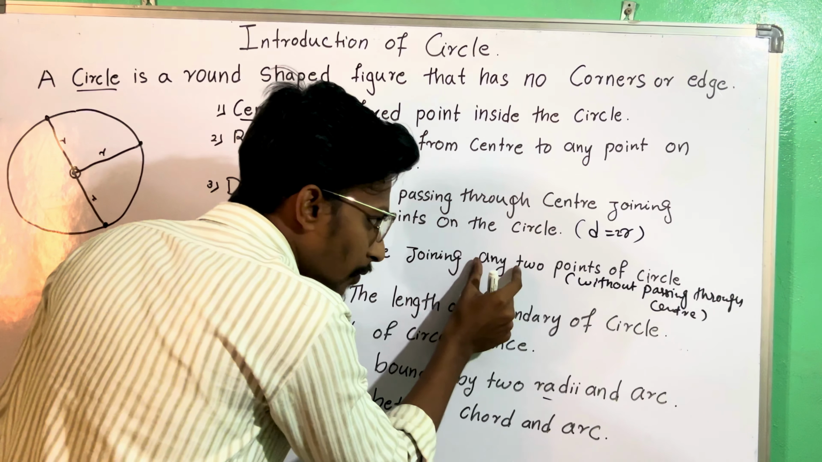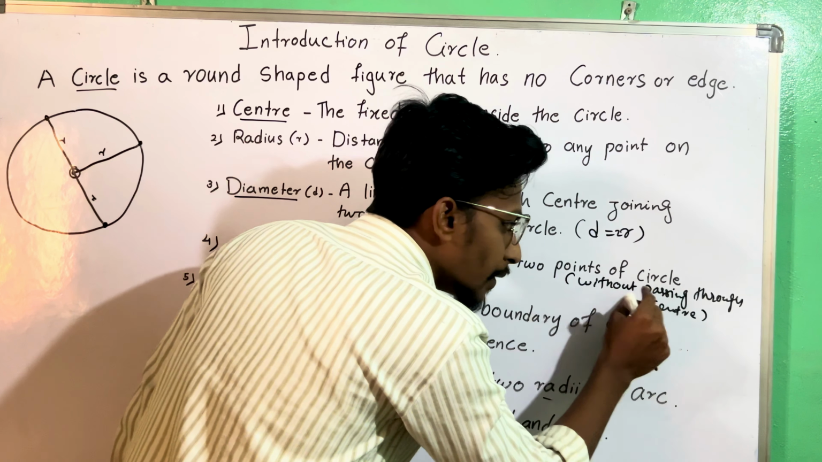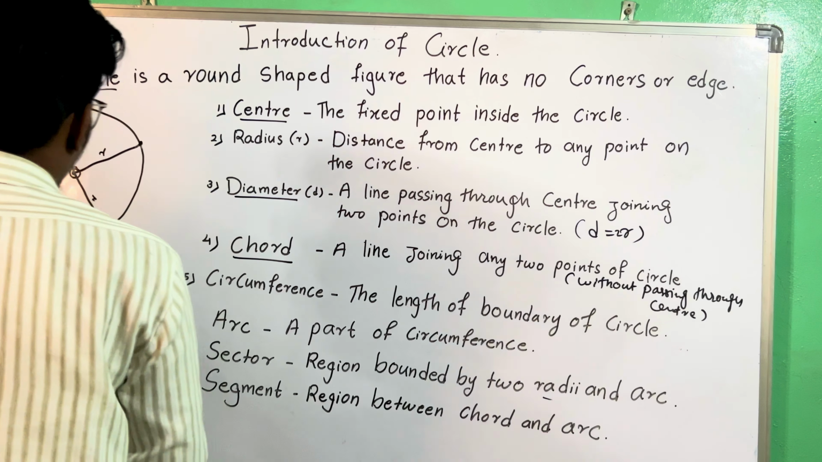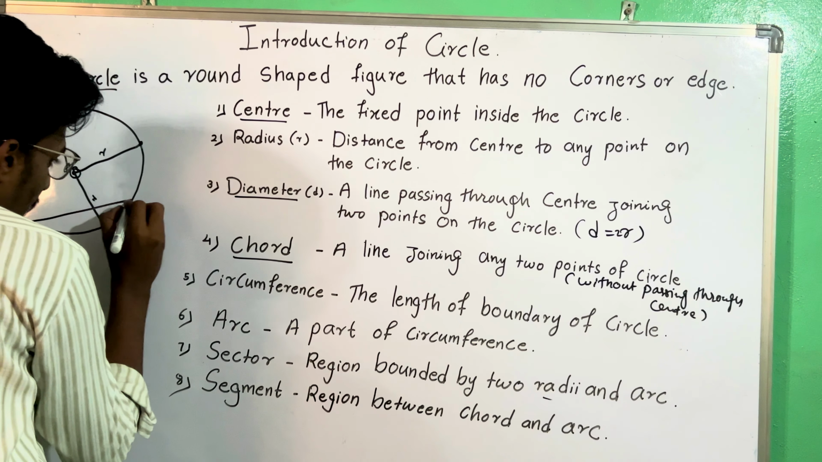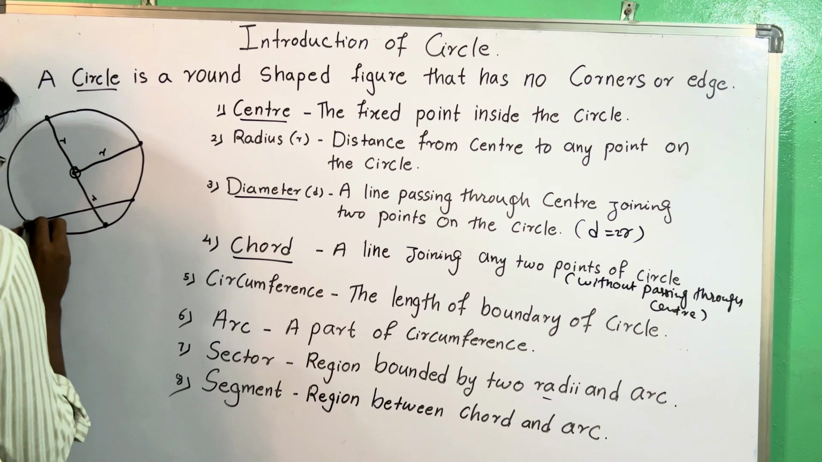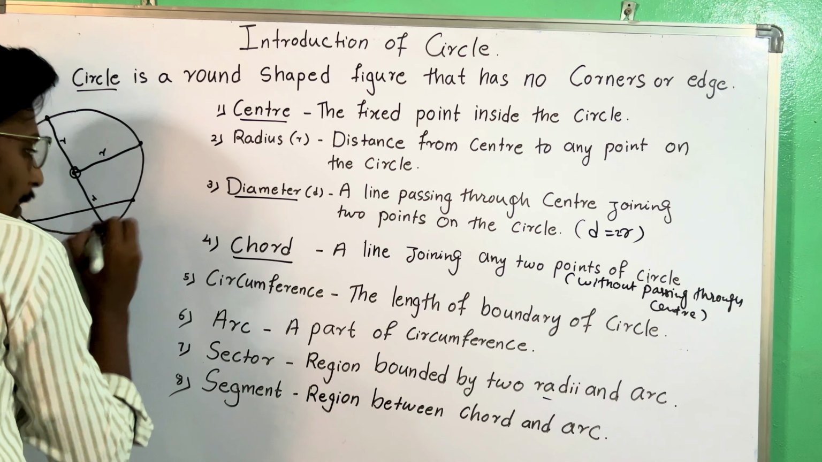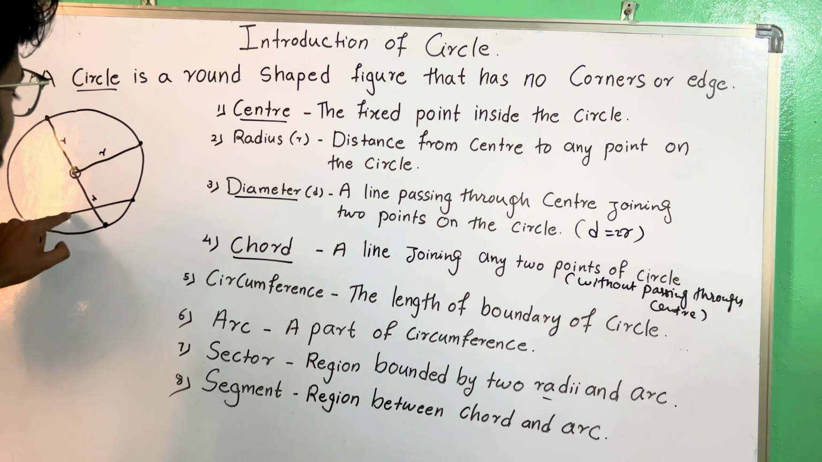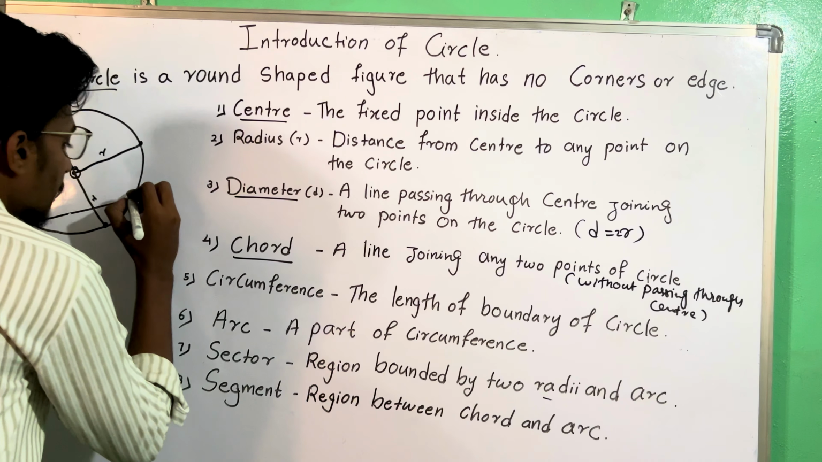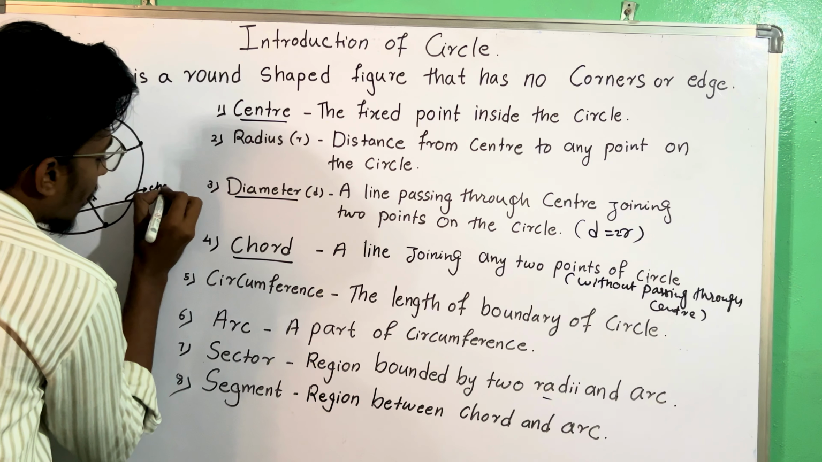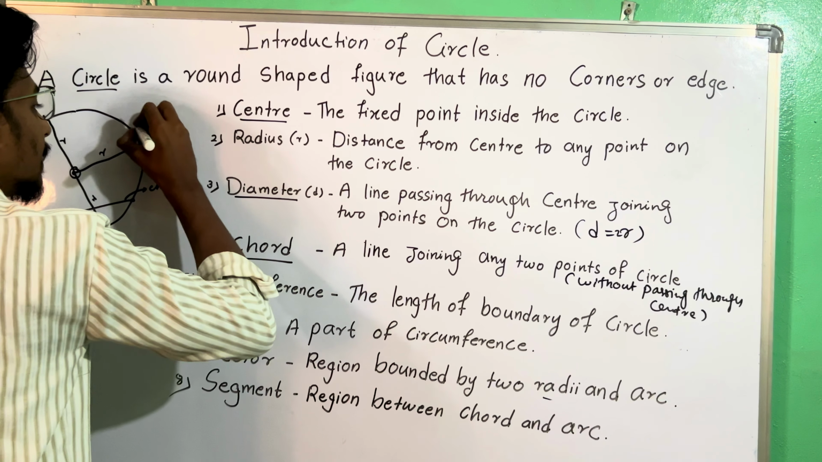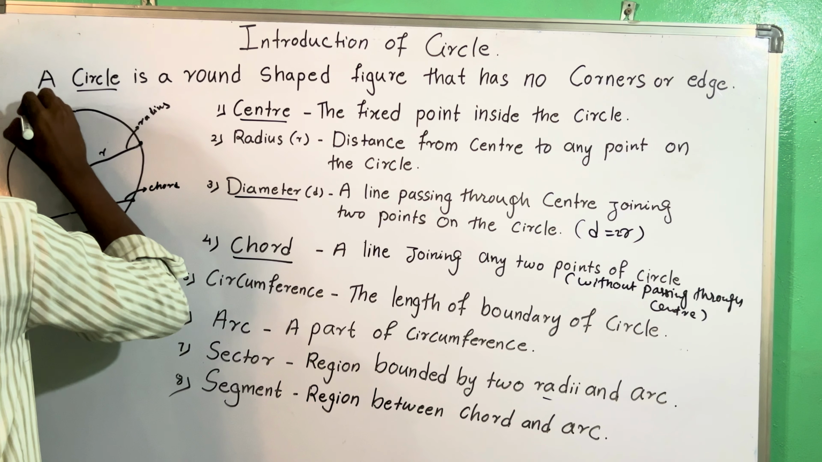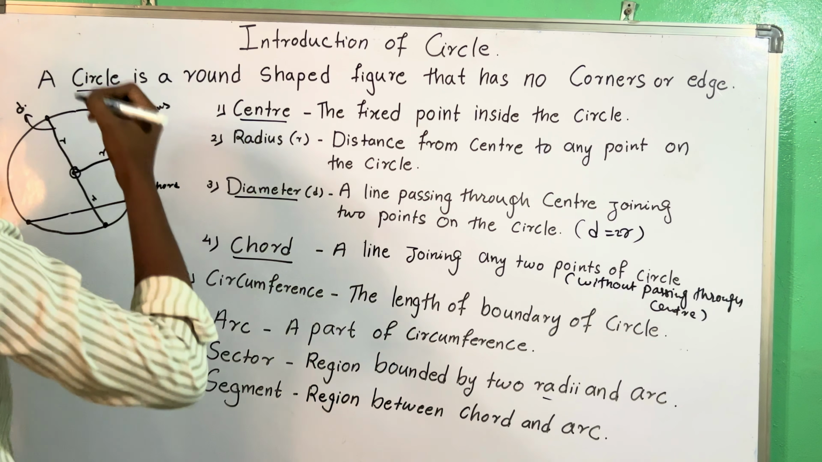Chord: a line joining 2 points of the circle without passing through the center. Such kind of line is called a chord. You can see this is our chord. This line is connecting 2 points of the circle without passing through the center. So this line is called our chord. This is our chord and this one is our radius, and this is our diameter, which is represented by small d.